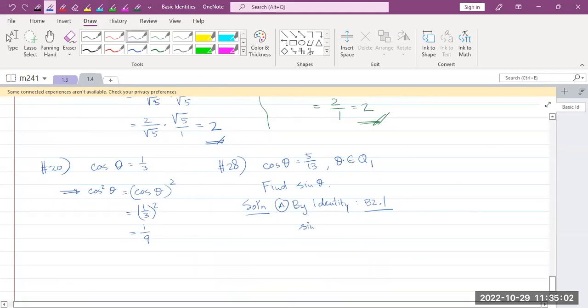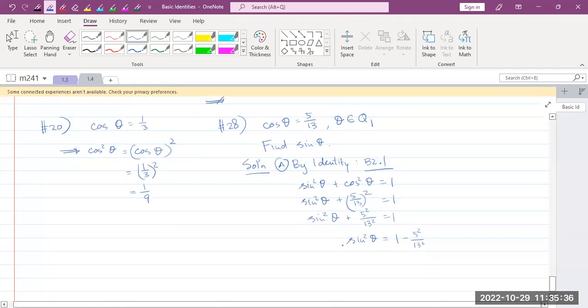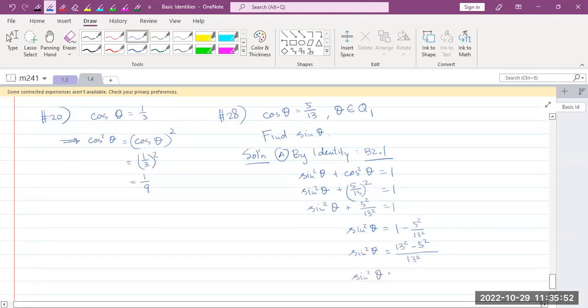So sine squared theta plus cosine squared theta equals 1. Sine squared theta plus 5/13 squared equals 1. So sine squared theta plus 5 squared over 13 squared equals 1. So sine squared theta is 1 minus 5 squared over 13 squared. Now you will see we do the LCD, right? 13 squared minus 5 squared over 13 squared. And you will get sine squared theta equals 144/13 squared, right?